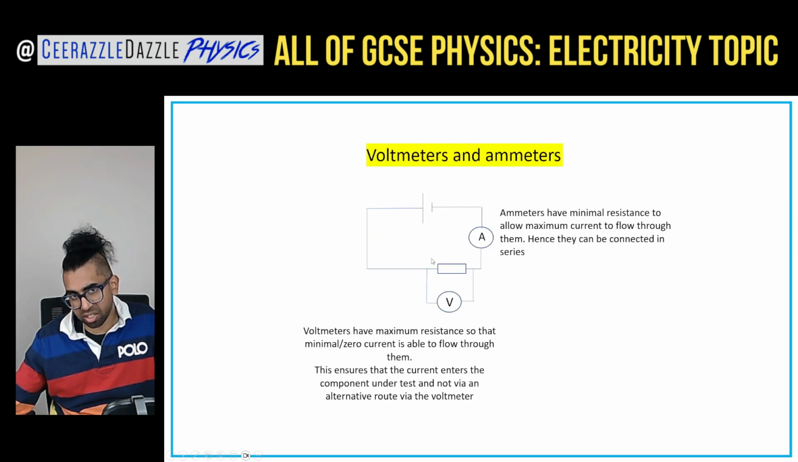Voltmeters and ammeters. So a bit of basic stuff with regards to voltmeters and ammeters. The ammeter has minimal resistance to allow the maximum current to pass through it over here, and the voltmeters over here have maximum resistance, so therefore it has to stop the current from going down this branch. It has to force the current to go through there. If this one had a low resistance, the current would simply bypass the component going round.